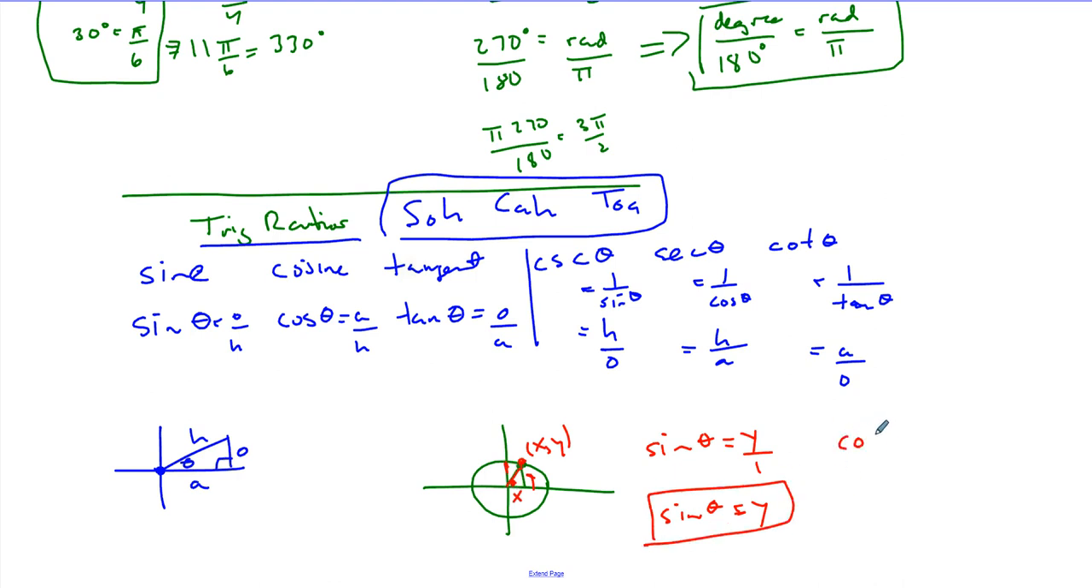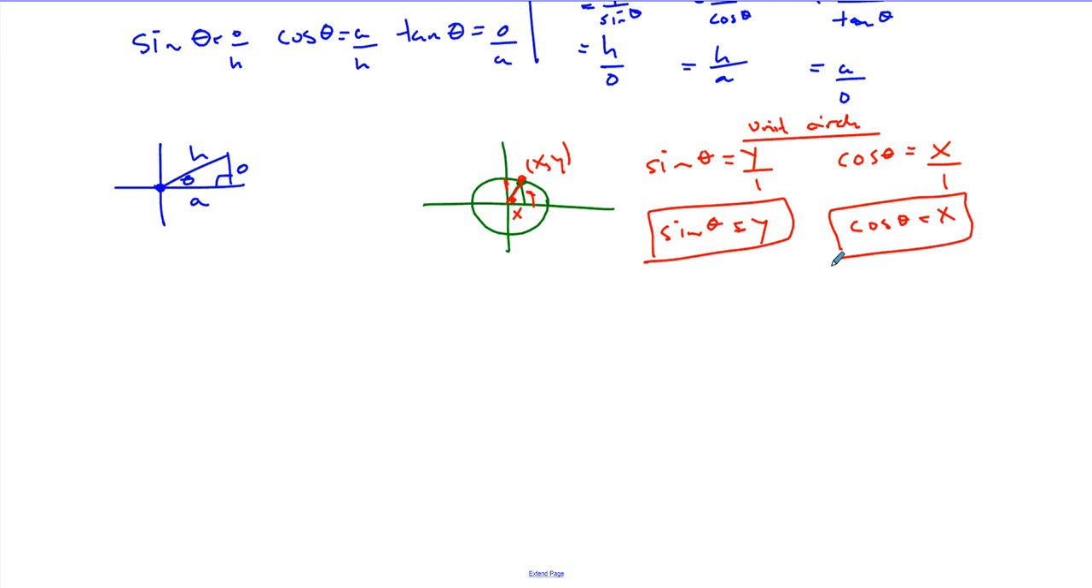Cosine of the angle is going to be adjacent, which is x, over hypotenuse, which is 1. So the cosine of the angle equals x in a unit circle. So in a unit circle, we have cosine, x. This is for when we talk about a unit circle, which is most of what we're going to be referring to. So all of these we can get from our unit circle.